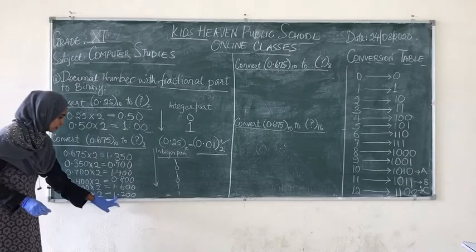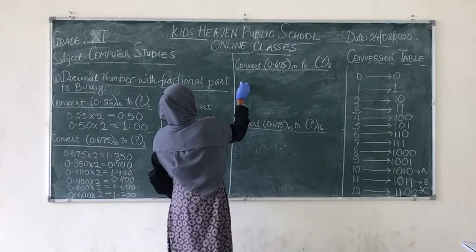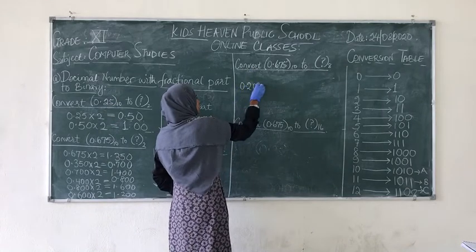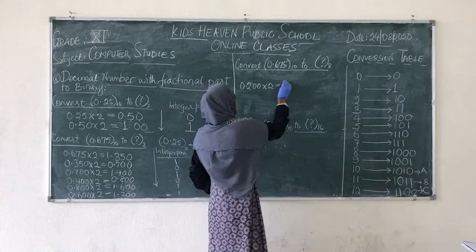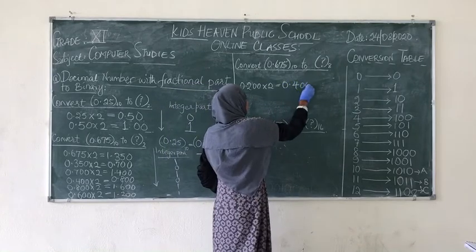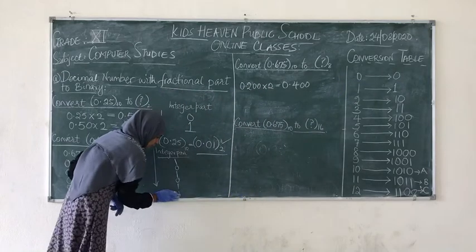The next one we have is 0.200. Now let's multiply this. 0.200 multiplied by a 2, which is equals to 0.400 with an integer part of 0. Let's write that here.